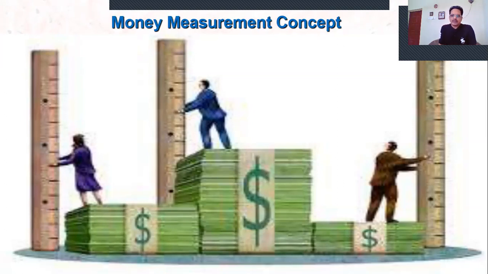Only the activities or transactions which can be measured in terms of money are recorded and recognized. The first stage in the business accounting cycle is to identify the transaction. You have to identify which are the business transactions, which are the monetary transactions. So this is the second concept or principle.